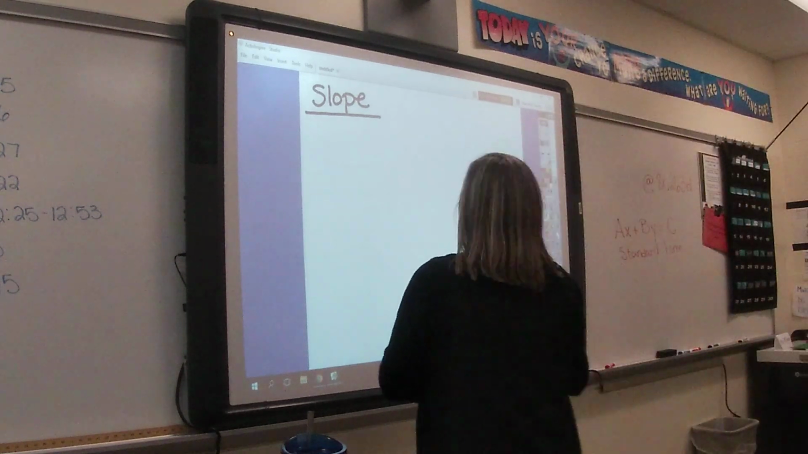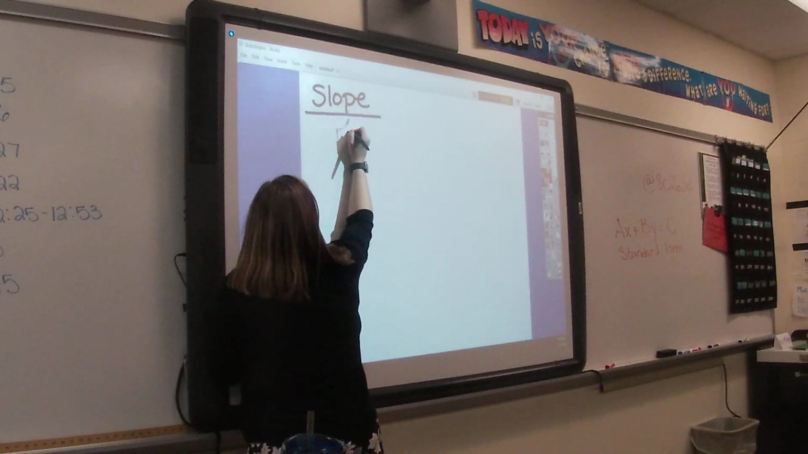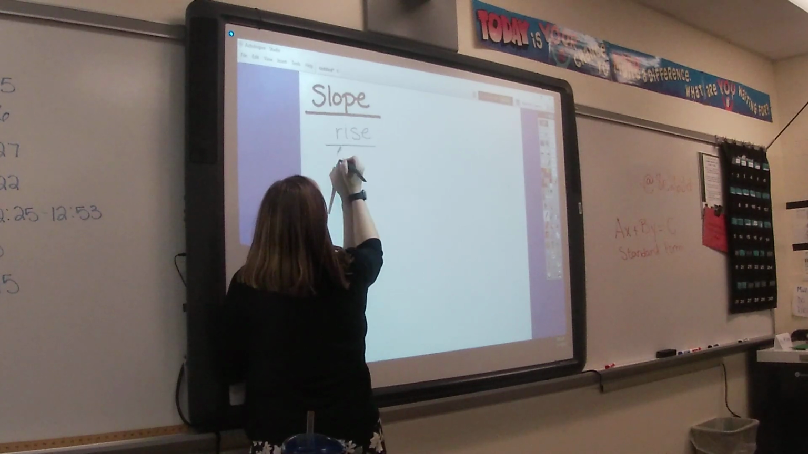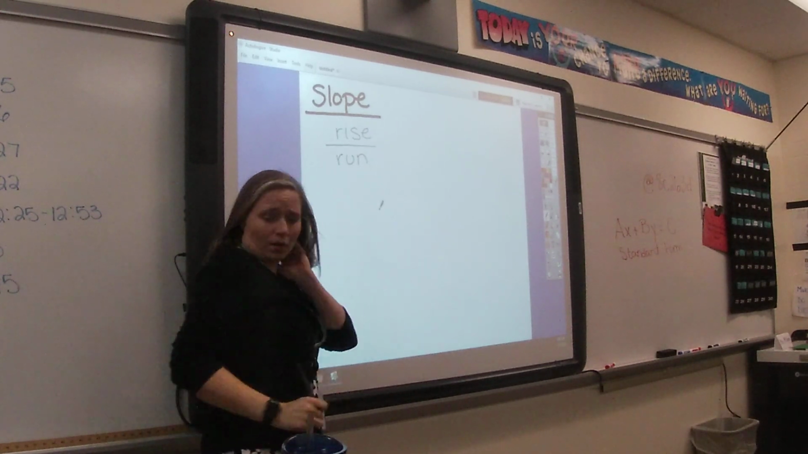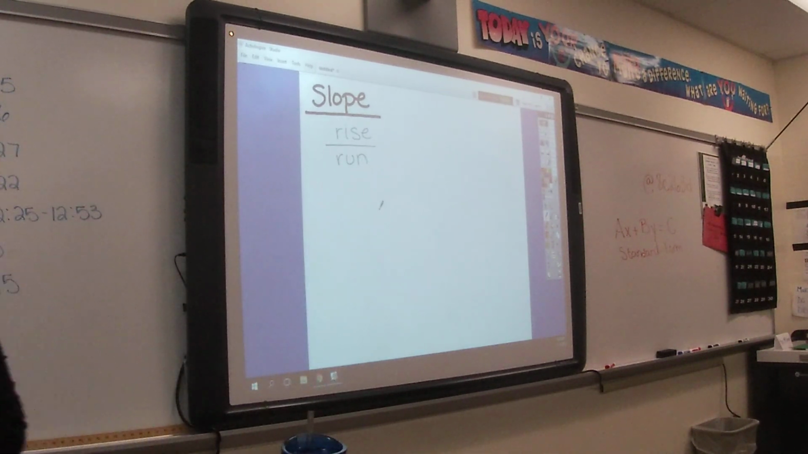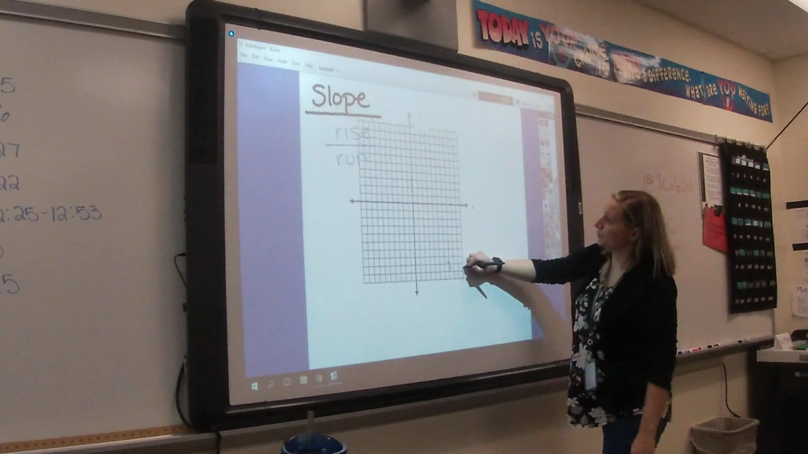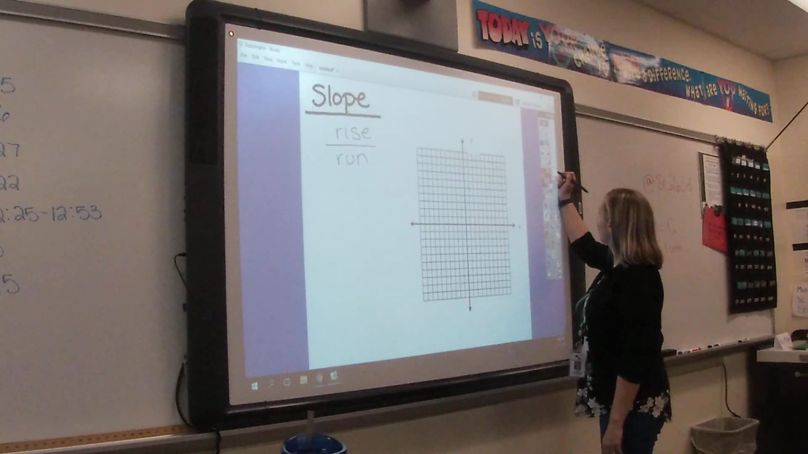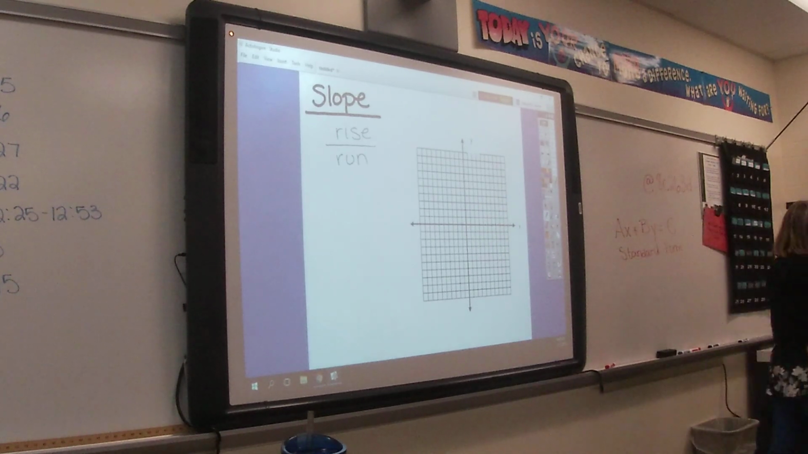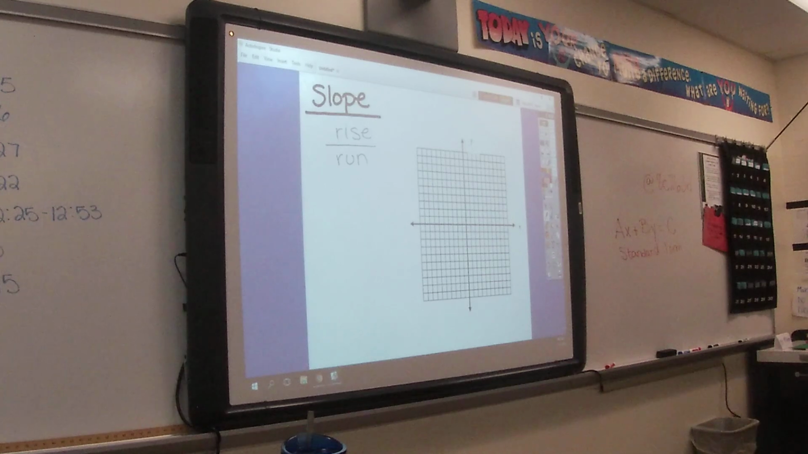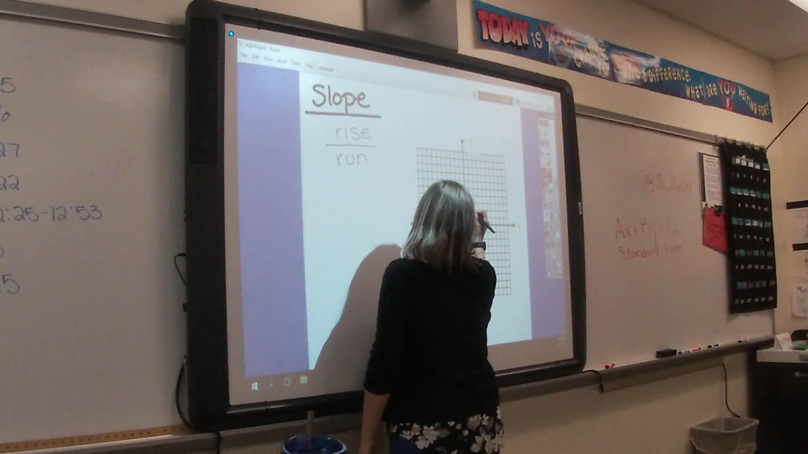Rise over run. So if we were given something like rise over run, that was a way to find slope. This is the way we typically think about slope when we are given a graph. Now, I can't draw a perfect line, so I'm going to have to make some points on here.